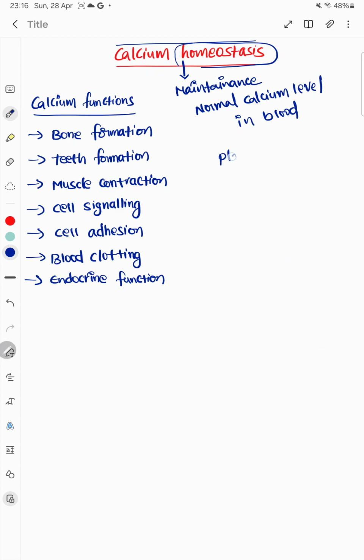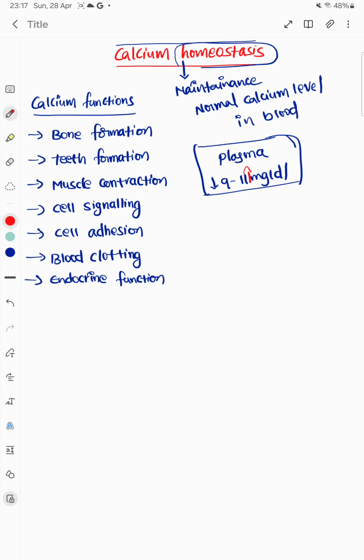So in the plasma, the normal calcium level is 9 to 11 mg per dl. So this is the normal plasma calcium concentration. So if the plasma concentration of calcium is below 9, it is called hypocalcemia. If it is more than 11 mg per dl, this is called hypercalcemia. Unfortunately, both are very dangerous conditions to our body.